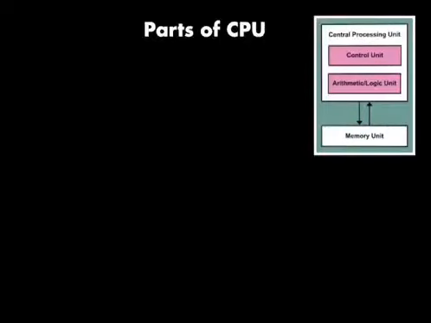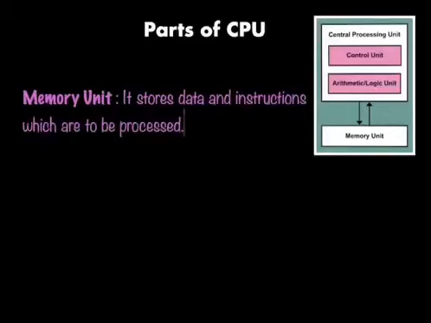So kids, now you know that there are three main functional units of CPU, that is memory unit, control unit, and arithmetic and logical unit. But what are the functions of these units? Let us see. First one is memory unit. Memory unit stores data and instructions which are to be processed. Whenever you give some input to your computer, it gets stored in the memory unit.